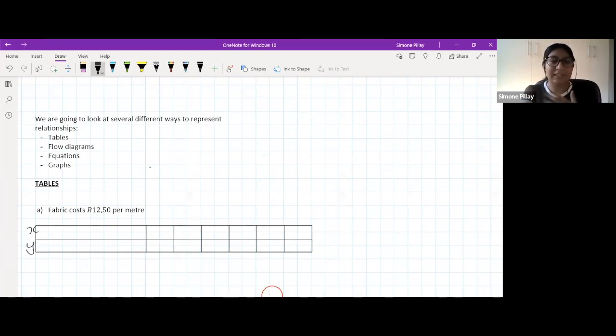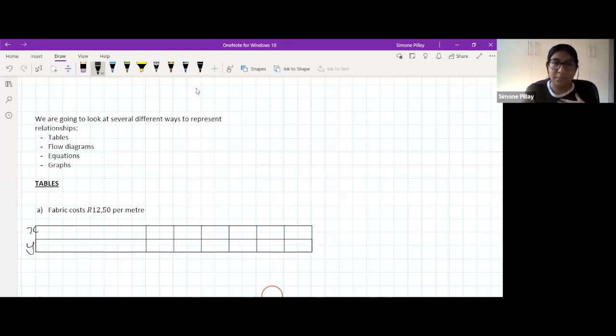When we look at the question, it basically tells us fabric costs 12 Rand per meter. Let's first look at what the relationship between these variables is. What are our variables? One is the amount of fabric that we're buying, and the other is the amount of money that we're going to pay. What is the relationship between those variables? I think that the more meters of fabric we buy, the more money we're going to pay. That's the relationship between my input and my output variable.